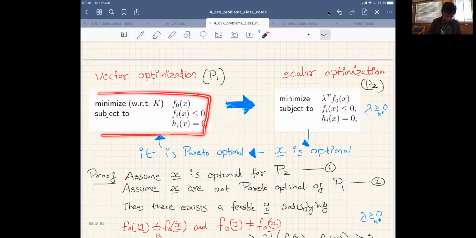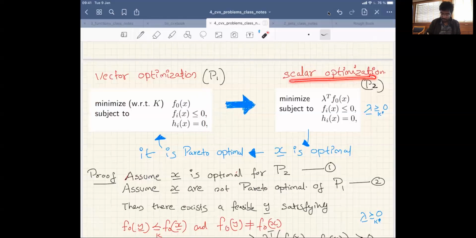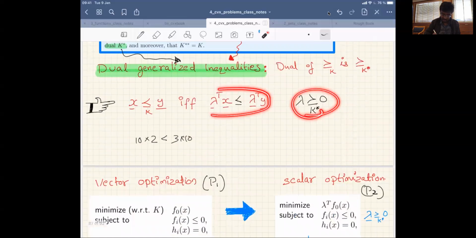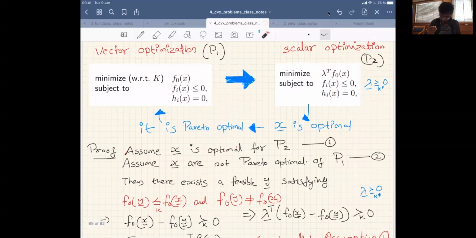So what we had initially was a vector optimization problem where we were minimizing with respect to K, and this is a vector valued function. Now what we do is we make a scalar optimization problem where we convert this into scalar. It's a weighted sum of each component. Of course, lambda has to be greater than or equal to 0 with respect to K star for this theorem to happen, right? Because we are using this inequality. Now, what the original theorem was: if X is optimal for this problem, then we can say that it is Pareto optimal for the vector problem. Okay, this is what we are going to prove.